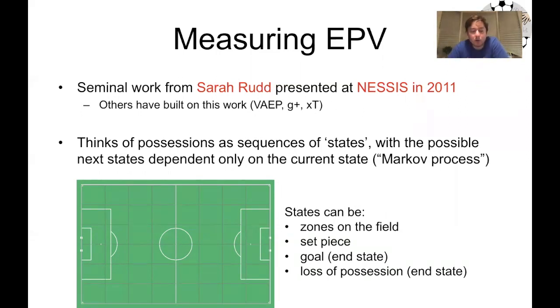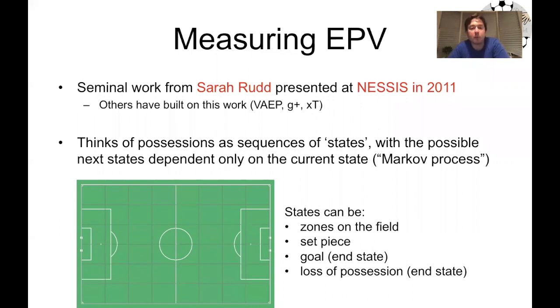The original EPV model considers possessions as being sequences of states, with potential future states being dependent only on the current state that you're in right now and not what happened previously. And this is something known as a Markov process. And by states, I mean zones on the field. So we can break down a football pitch into zones, like here is just a simple grid, and say that when the ball is in one of these zones, that corresponds to a state. And if the ball moves to a different cell, that's a change in state.